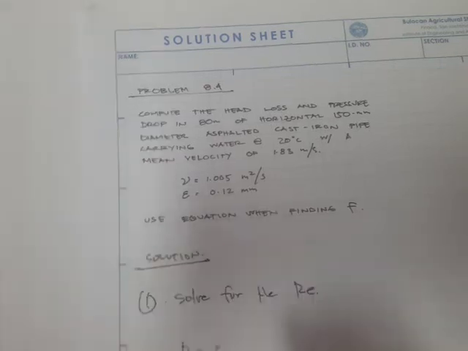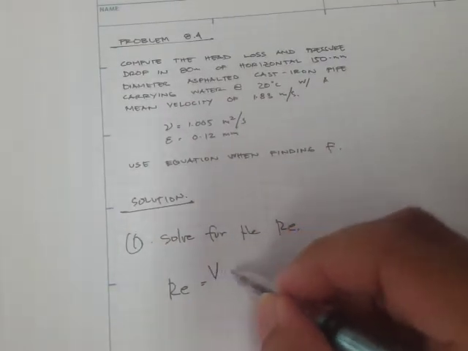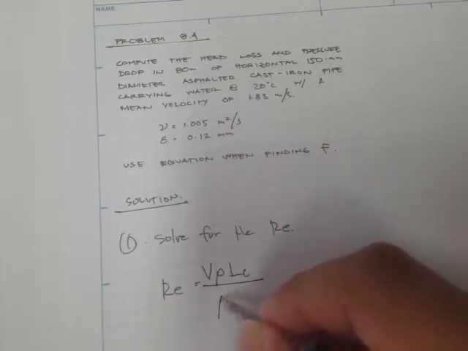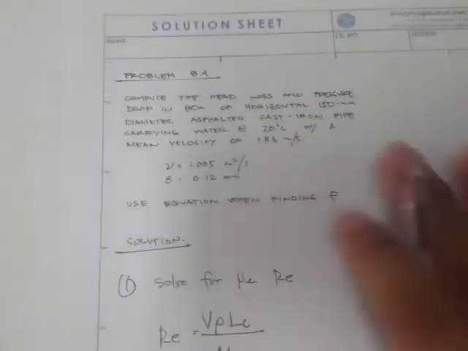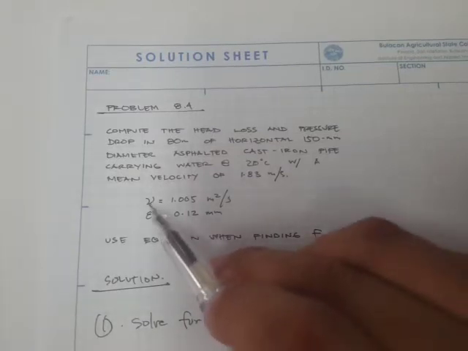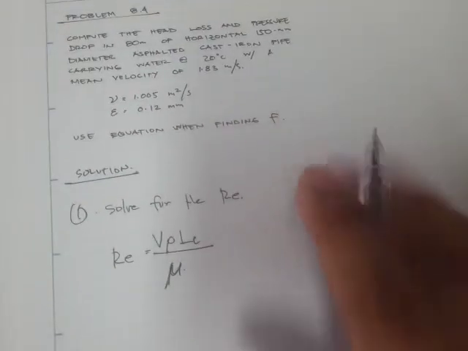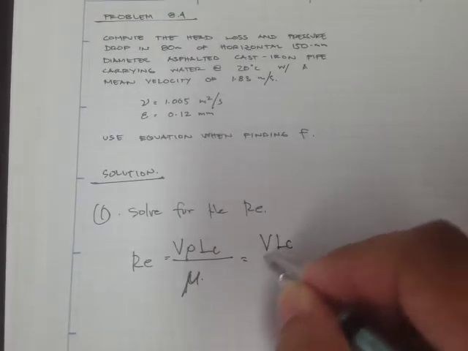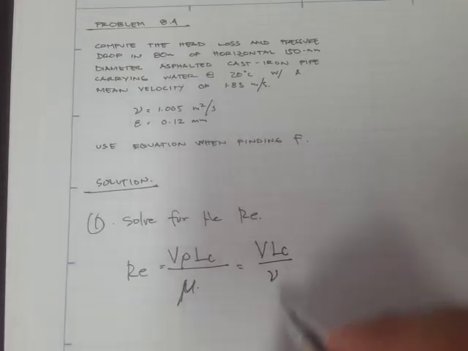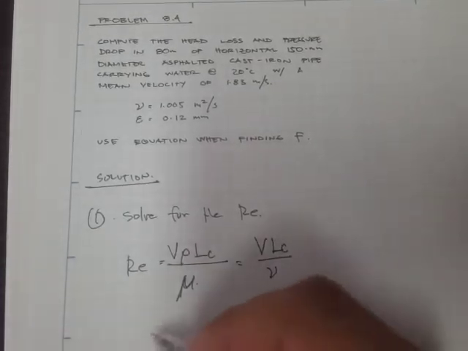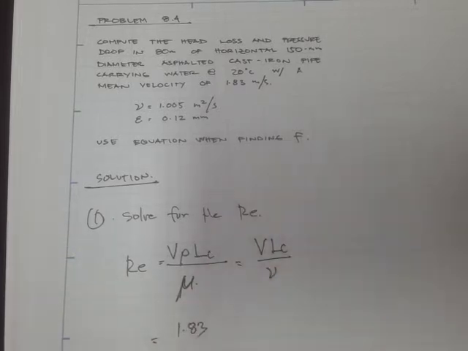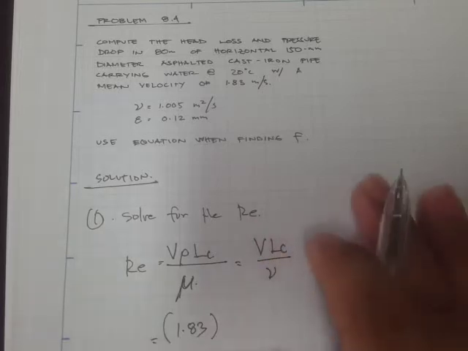So Re is equal to velocity times the mass density times the characteristic length divided by the viscosity, right? However, what's given is the kinematic viscosity, and therefore our Reynolds number equation would be V L over nu. Okay, and therefore if we substitute all the values, our velocity is 1.83 times the characteristic length.